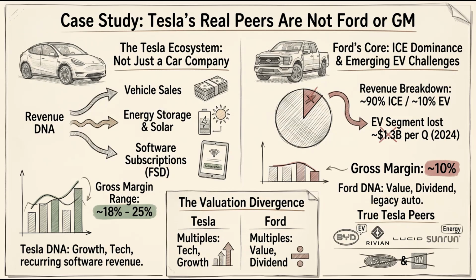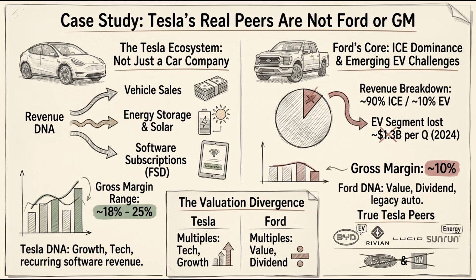To tie this all together, look at Tesla. While Tesla and Ford both make cars, their business models are worlds apart. Tesla generates revenue from vehicle sales, energy storage, solar, and software subscriptions like full self-driving, with gross margins ranging from 18 to 25%. Ford generates most of its revenue from internal combustion trucks and SUVs, with an EV segment that lost roughly $1.3 billion per quarter in 2024, and a company-wide gross margin near 10%.